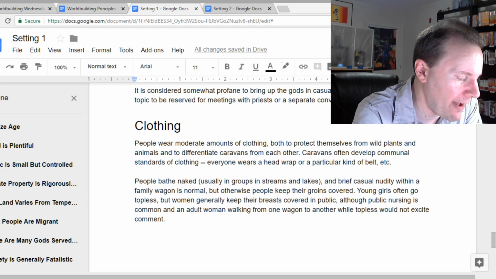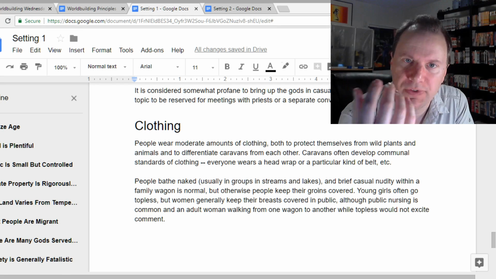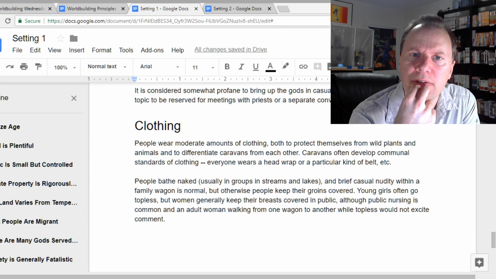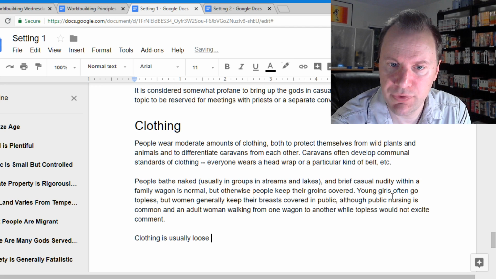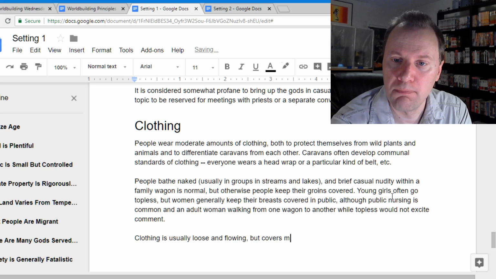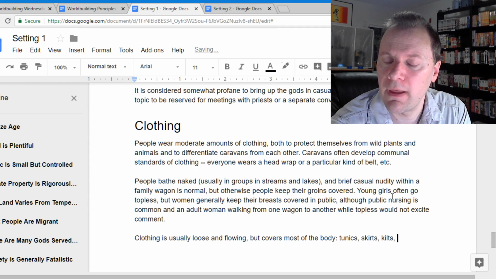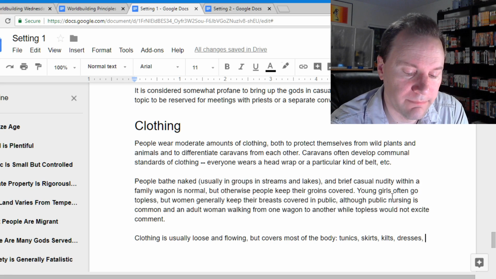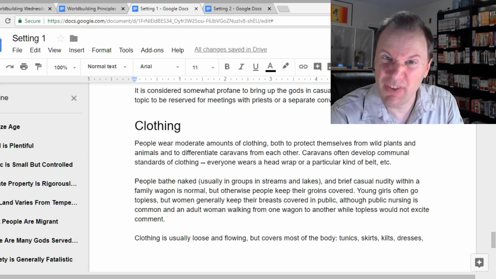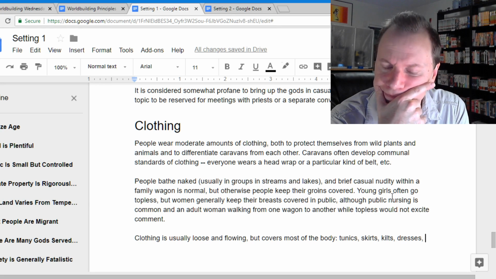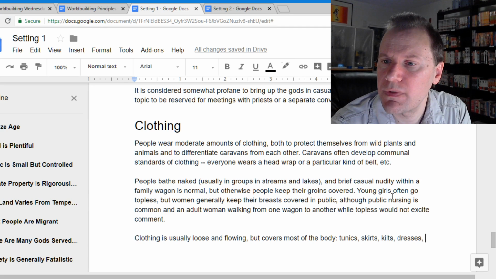I think in this society we're going to have again pretty flowing clothing. So we're going to have a lot of dresses, kilts, tunics, things along those lines. Clothing is usually loose and flowing, but covers most of the body. Tunics, skirts, kilts, dresses. I think there's a kirt, K-I-R-T, something along those lines, which is essentially like a skirt for men, if you will, like a kilt. So we have those and dresses, etc.